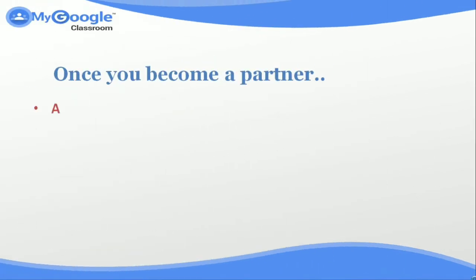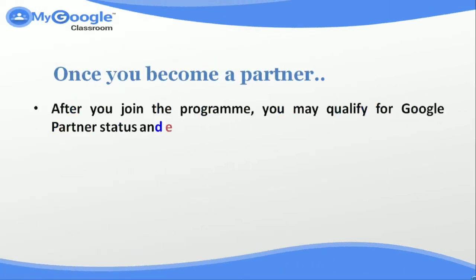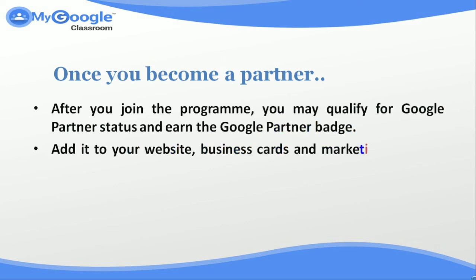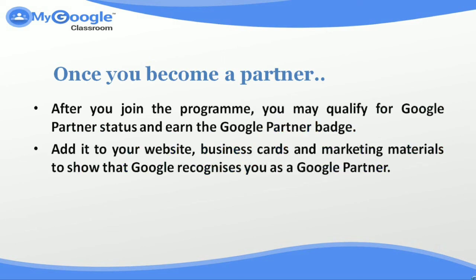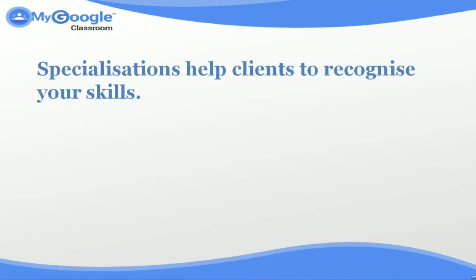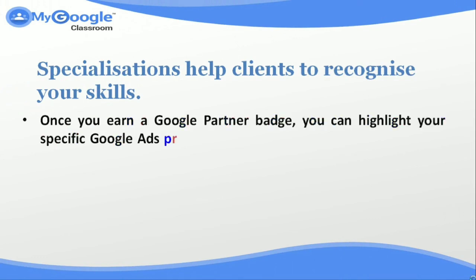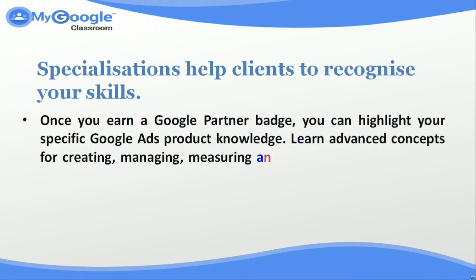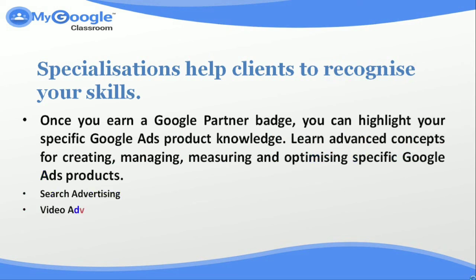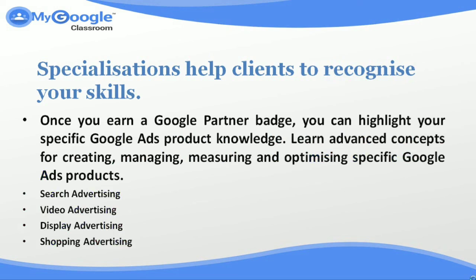Once you become a partner, after you join the program, you may qualify for Google Partner status and earn the Google Partner Badge. Add it to your website, business card, and marketing materials, and show that Google recognizes you as a Google Partner. Specialization helps clients to recognize your skills. Once you earn a Google Partner Badge, you can highlight your specific Google Ad product knowledge. Learn advanced concepts for creating, managing, measuring, and optimizing specific Google Ad products. Search advertising, video advertising, display advertising, shopping advertising.